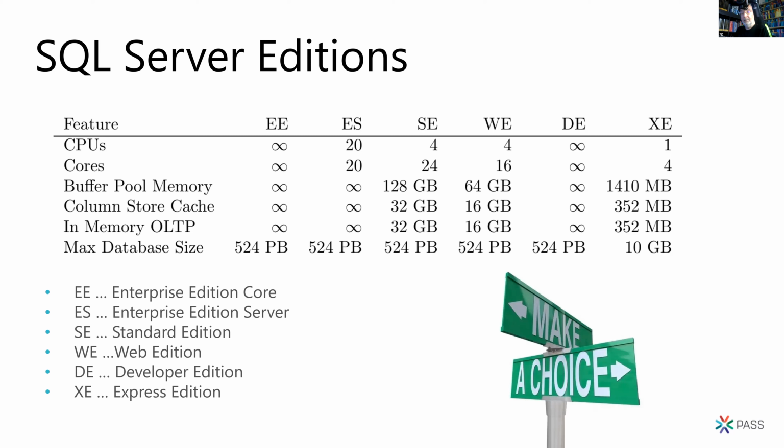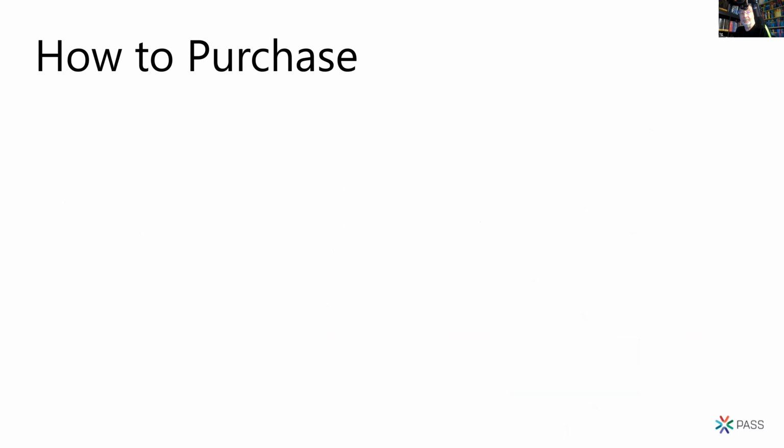Okay. So you have to make a choice which one of these editions you use. Licensing might be a factor, the cost. The other one is the requirements that you have. If you have a gigantic database with billions and billions of rows, at some point Standard Edition is not going to cut it with 128 gigs of buffer pool. It just might not be big enough. So as I said before, we're going to focus on Enterprise and Standard.